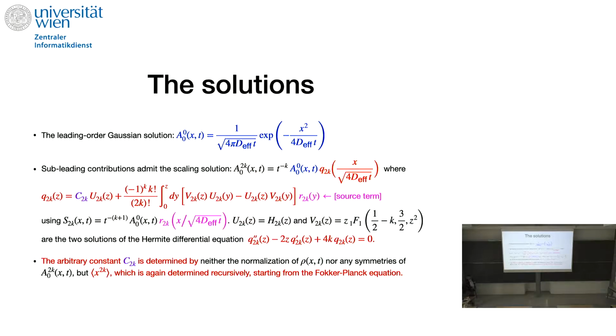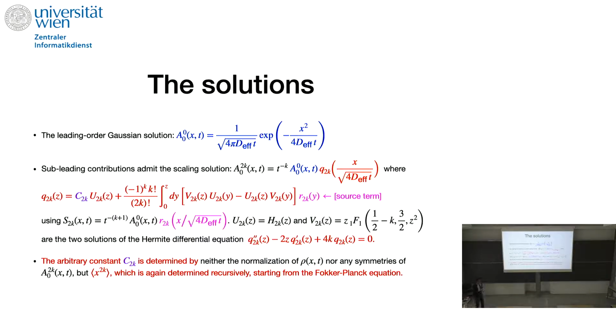And then you have the solution. Of course, zeroth order is this Gaussian. That's what your heuristic central limit theorem will tell you here. But you can, in fact, go beyond Gaussian. You can write down, for example, this A02K for any K, and it has this scaling form. It is diffusive scaling. And this Q2K is given exactly by this, where this source term is the scaled source term, whatever it is, S2K. And this U and V are the harmonic polynomial and this function, which are the solutions of this harmonic diffusion equation.